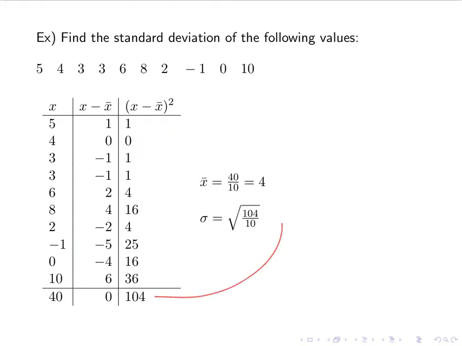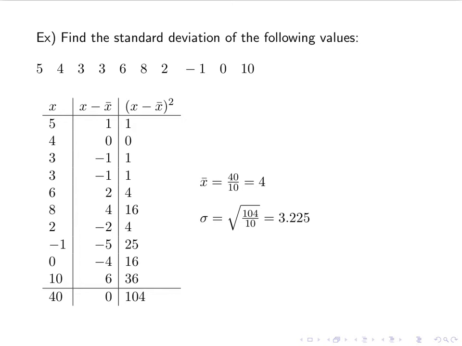And again, that 104 becomes the numerator inside the square root. I'm dividing by 10, which again is n. Right, I've got 10 values. Square root of 104 divided by 10 should be 3.225.